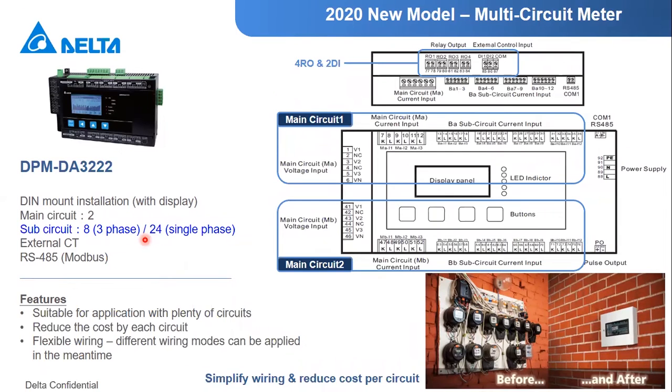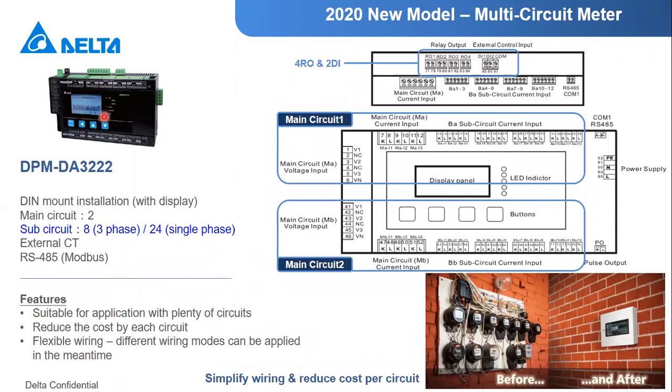DA3222. So this one, I think the function is very powerful. You can see if 3-phase, it's up to 8 channels. That means you can replace 8 power meters. Here's a picture you can see before. I think these are old analog power meters. There are many, and the wiring is very messy.